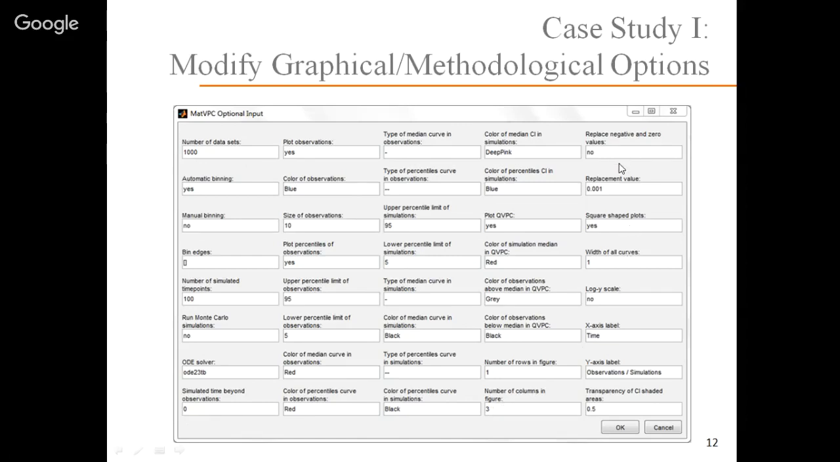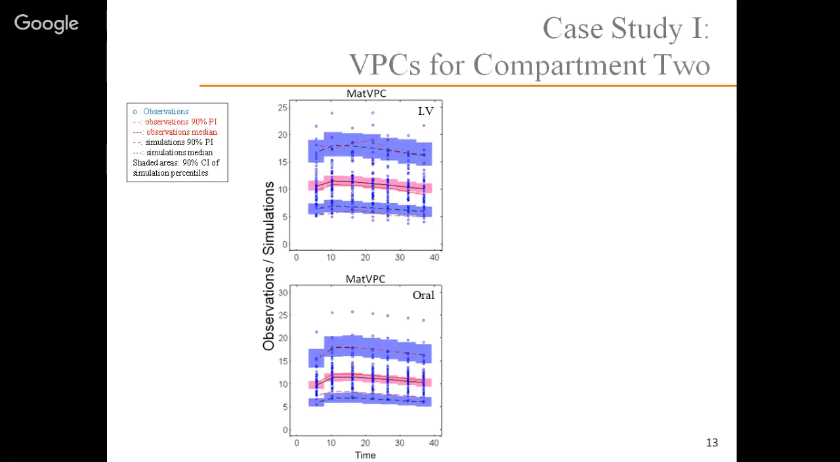Here, it is asking whether or not you would like to replace any negative values you have in the simulations with another value, which is shown in the previous box. And finally, it is asking what x-axis label you would like to have and what y-axis label you would like. Once you decide on all these different options, you go here in the interface and you click OK. And once you click OK, you get the VPC plots automatically generated by MatVPC.